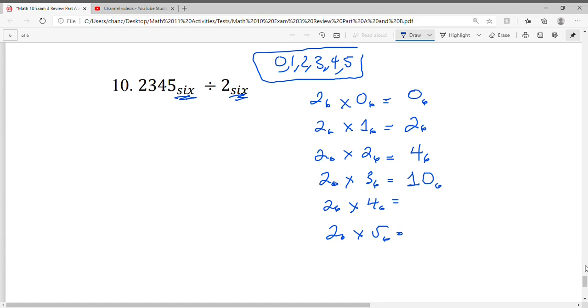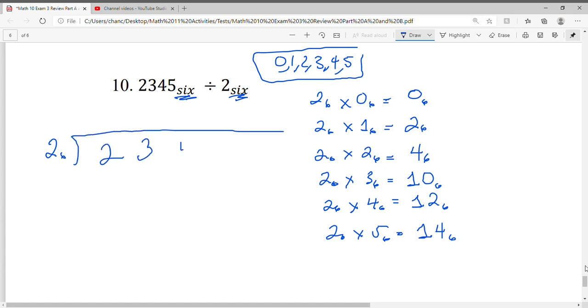2 base 6 times 4 base 6 is 8, but 8 does not exist. If you divide that by 6, I get 1, remainder 2, base 6. 2 base 6 times 5 base 6 is 10. Divide that by 6, I get 1, remainder 4, base 6. So this is all of the multiplications with 2 in base 6. Now we could do long division. 2 base 6 dividing into 2, 3, 4, 5 in base 6.